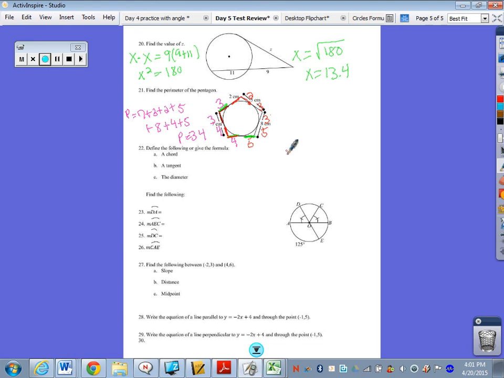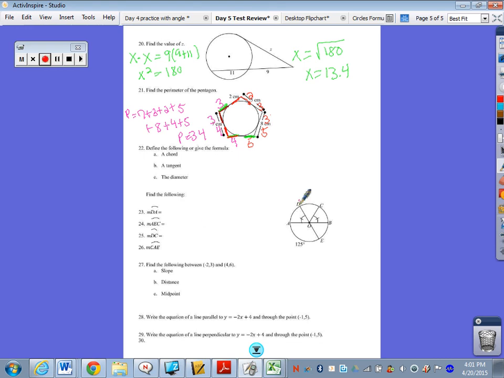Okay, so then 22 is just definitions. So define the following or give the formula. So a chord, remember a chord has its 2 endpoints on the circle. I'm not going to write them, I'm just going to say them. So you can pause if you need to and then rewind if you didn't get it. A tangent intersects a circle at one point. And the diameter has its endpoints on the circle but goes through the center.